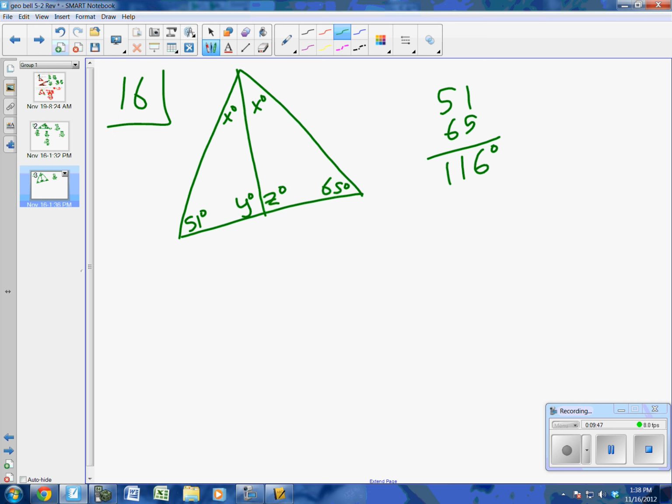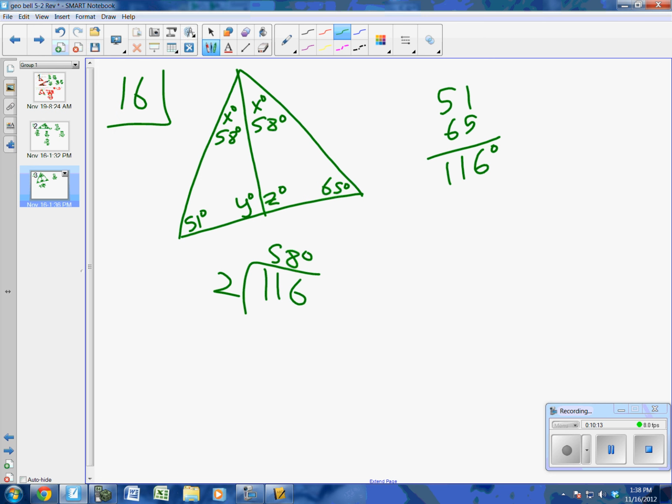Good. And Sarah just said, don't you have to divide it by 2 to get the 2 x's? You do. What's 116 divided by 2? 58 degrees. That would be right, because 50 plus 50 is 100, and 8 plus 8 is 16, right? So that's 58 degrees.